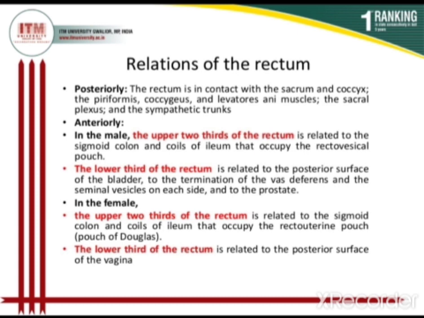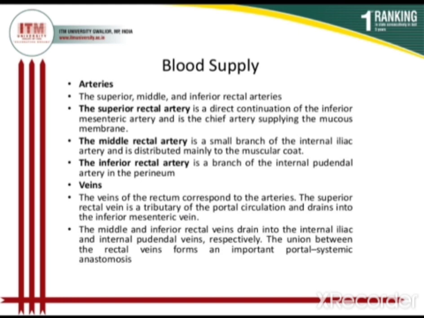In the female, the upper two thirds of the rectum is related to the sigmoid colon and the coils of ileum that occupy the rectouterine pouch, that is the pouch of Douglas. The lower third of the rectum is related to the posterior surface of the vagina. Okay, so these are the various relations of the rectum.